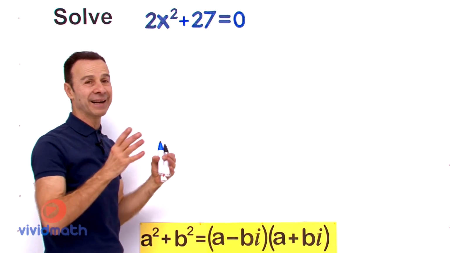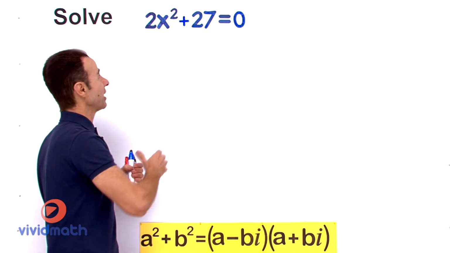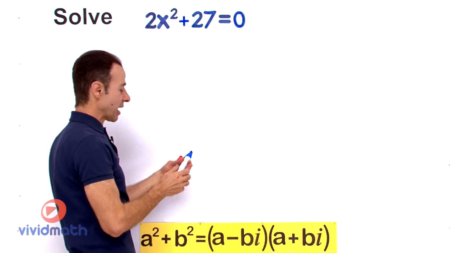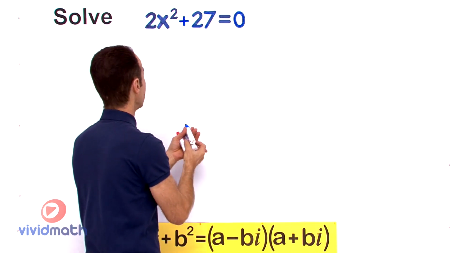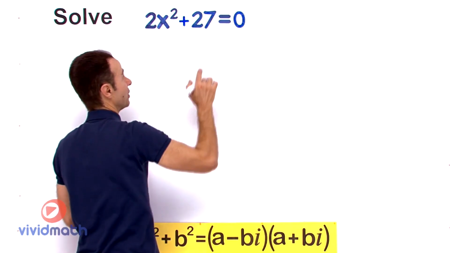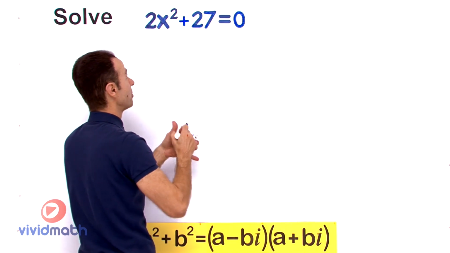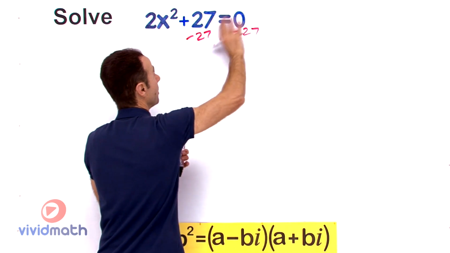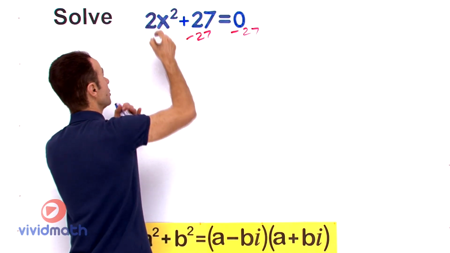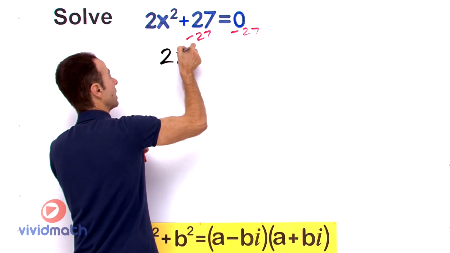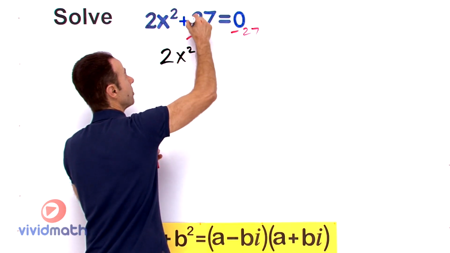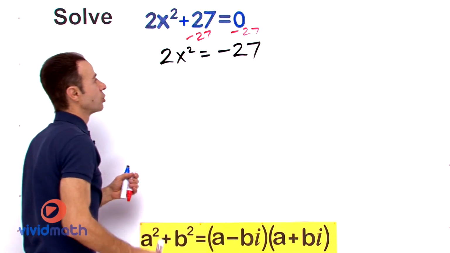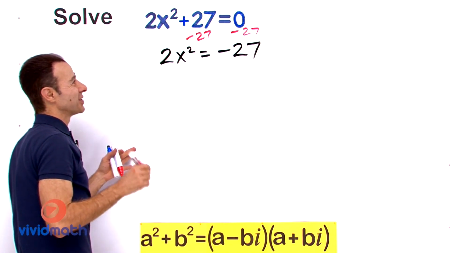I've got a shortcut, easy way to do this. What I'm going to do is try and isolate the x squared on one side and the numbers on the other side. So let's move the 27 over to the right by subtracting 27 on both sides. So on the right, we have 2x squared equals negative 27, since positive becomes negative.